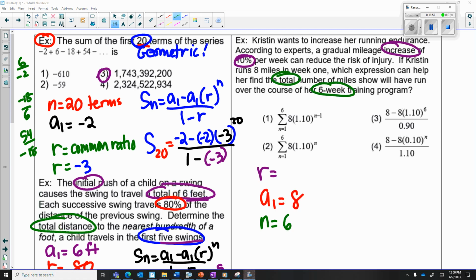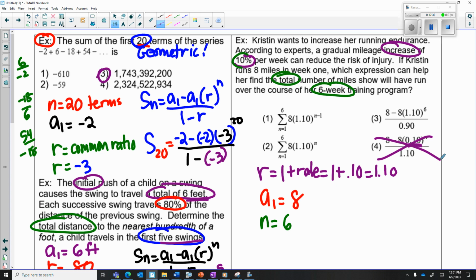Go. All right, so this one, you may not have realized that it says an increase of 10% per week, an increase of 10% per week. The reason why that's important is because when you do the common ratio, you have to do 1 plus the rate as a decimal, which is going to be 1 plus 0.1 or 1.10, because you want her to increase over time. So notice we can already eliminate choice 4 because that has the wrong r here. That's out. The first week she had 8, that's a1, and then there's a total of 6 weeks.